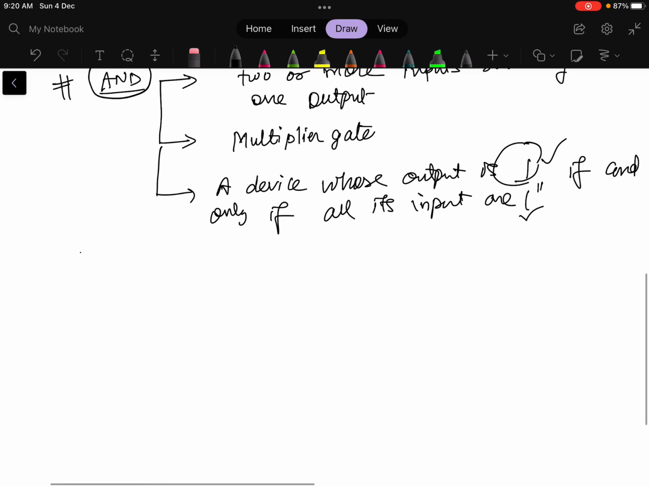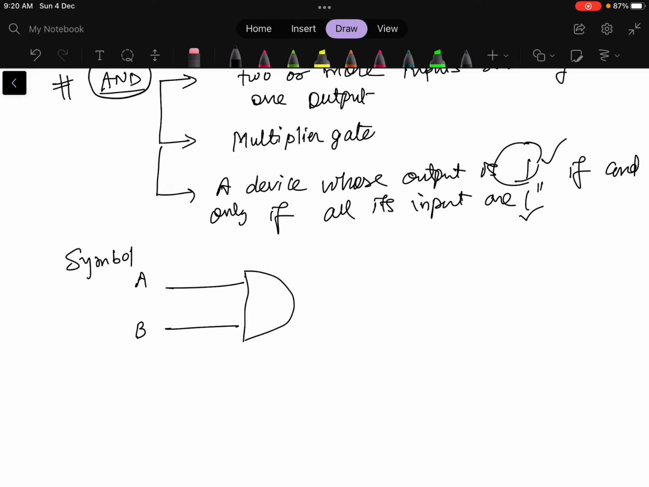Let's see the symbol of the AND gate. Here we have two inputs in the AND gate. Let's suppose input A and input B. This is the AND gate and this is the output. Let us denote the output by capital Y. As we have discussed, the AND gate is a multiplier gate, so it will multiply the inputs: A dot B. So A and B are inputs and Y is the output.